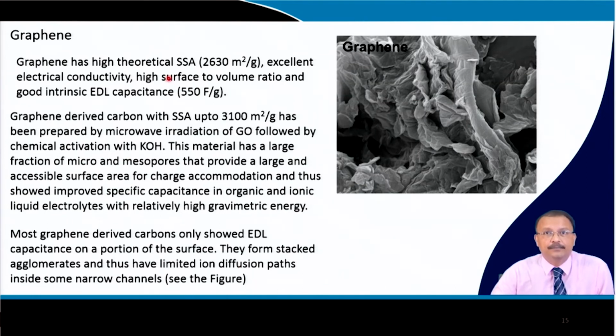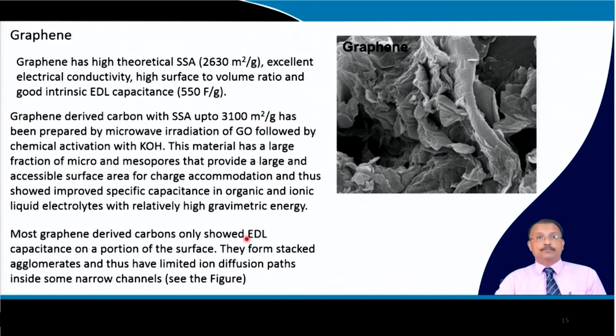Graphene is one material which has been proved to have very high specific surface area, and also good electrical conductivity and good capacitance. So, typically in graphene people have reported a capacitance of 550 farad per gram. So, graphene derived carbon has a specific surface area of about 3100 meter square per gram.